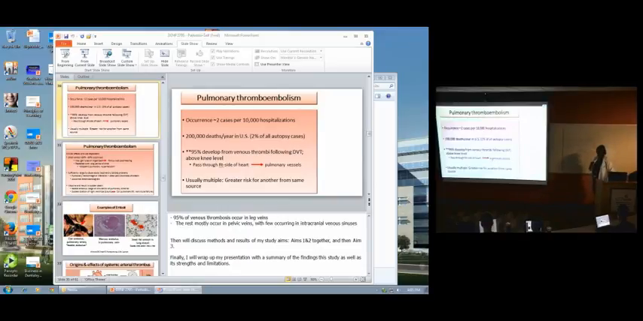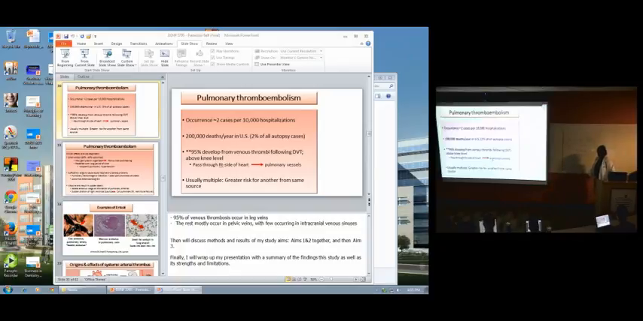The occurrence: you have about 2 cases per 10,000 hospitalizations, and approximately 200,000 deaths. So it's something that is quite significant. About 200,000 people die from pulmonary embolism per year in the United States. And 95% of these develop from venous thrombi.